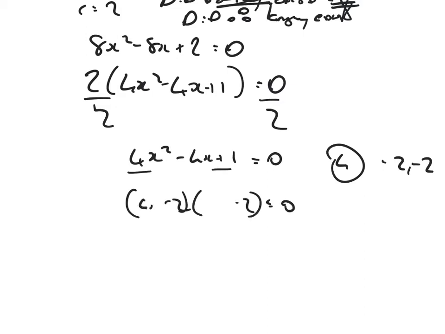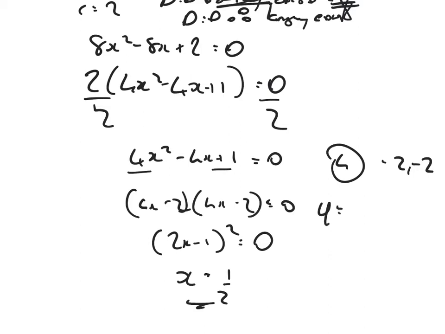And take out a common factor of 2, which brings me down to 2x minus 1 all squared. And the x coordinate at the point of contact would be 1/2. To find the y coordinate, I sub into one of the equations for y.